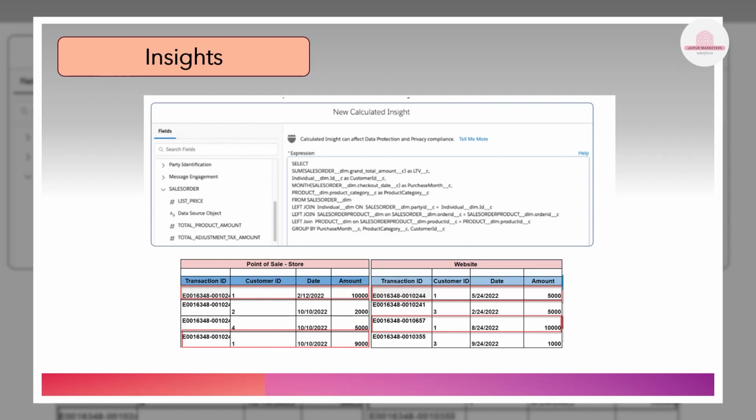The second one, which we are about to solve via Data Cloud, is getting her transaction data consolidated at one place, right? This is where insights come into the picture. Insights calculate the complex attribute values from different sources with the help of SQL.